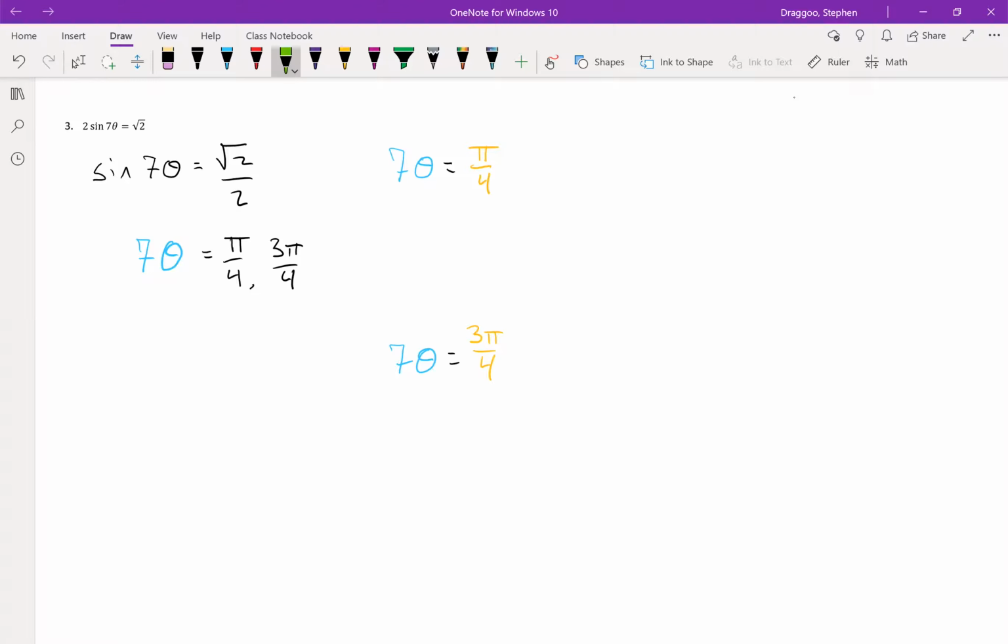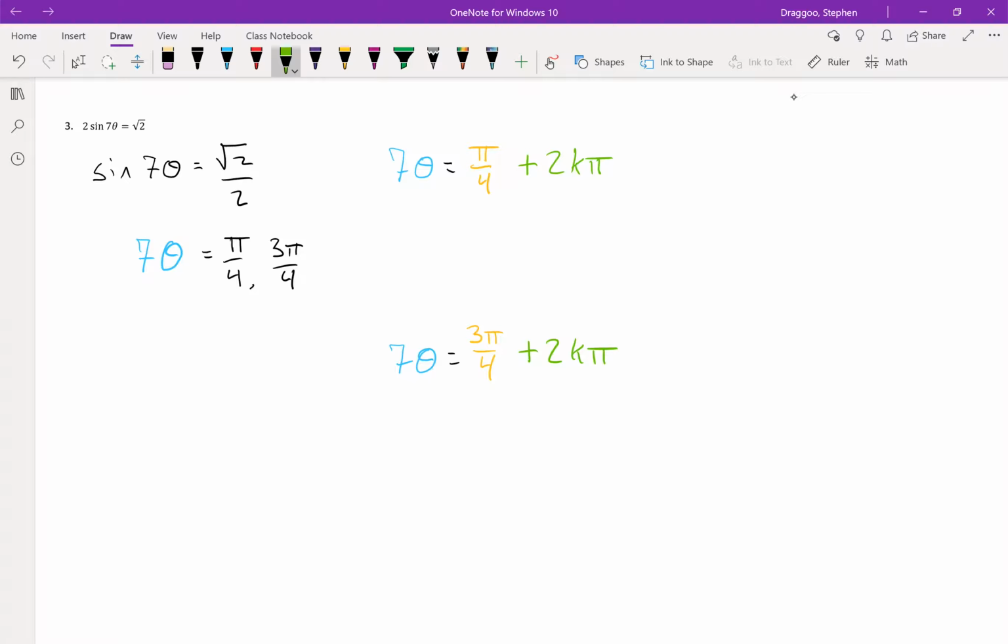7 theta is equal to pi over 4 plus 2k pi to get all coterminal angles to pi over 4. And I'll do the same with 3 pi over 4. Add 2k pi to get all angles that are coterminal to it as well. So notice that I'm adding the 2k pi before I divide by 7, since I know that really the angle that's being plugged into sine is 7 theta. So I want to add that 2k pi before I divide by 7, because this time it's the whole quantity of 7 theta that we'd consider our angle that we're plugging in.